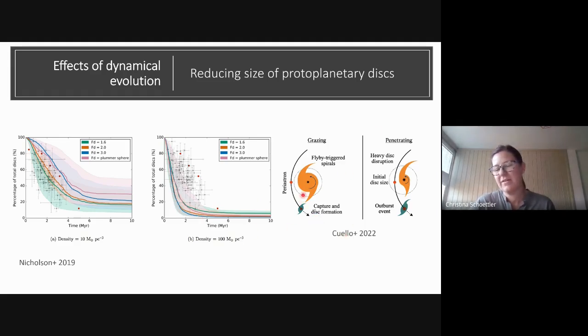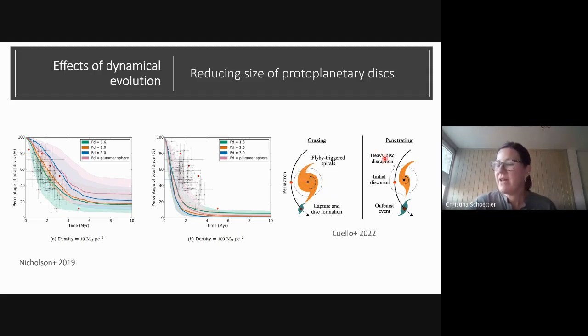We can see here the little graphical representation of two different kinds of flybys, because dynamical interactions between stars are basically flybys of one star flying past another. We can see, when you have a disk, the dashed line here is the initial disk size. If you have a more distant flyby, we can see that a flyby can actually induce or trigger spirals, which might then support planet formation because they change the density profiles of the disk.